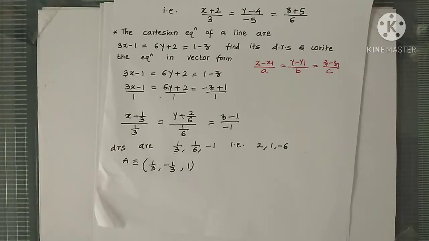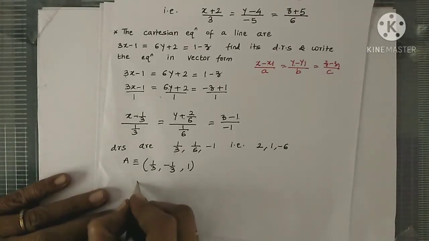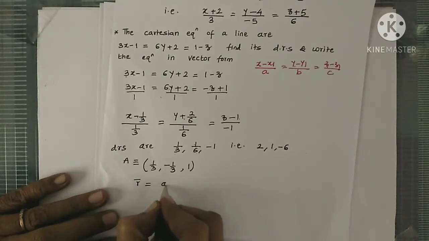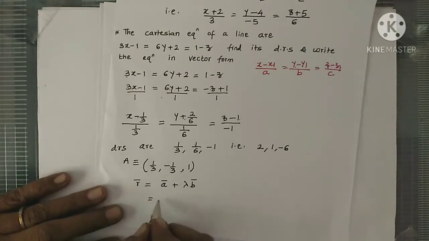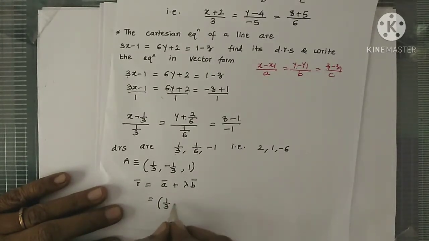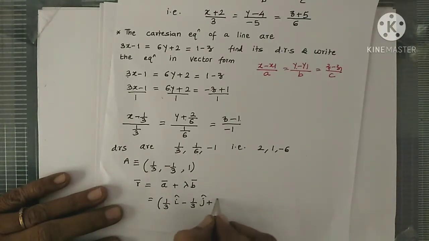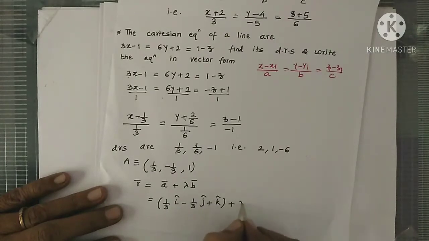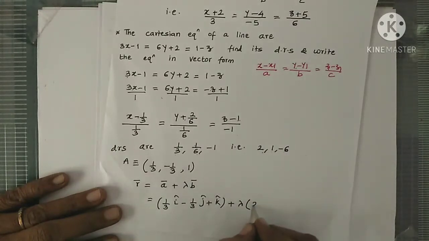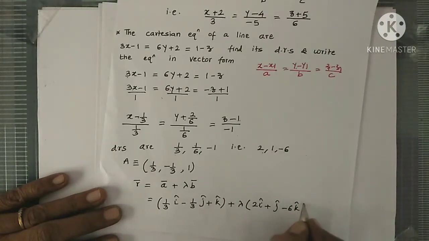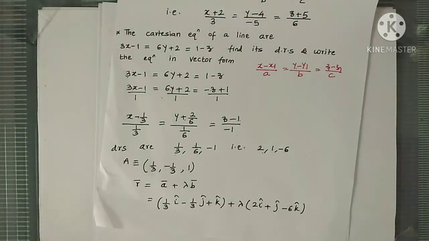Now let's write the equation in vector form. Equation of the line in vector form is r bar is equal to a bar plus lambda b bar. So we have to substitute a bar and b bar. a bar is 1 by 3 i cap minus 1 by 3 j cap plus k cap plus lambda b bar. b bar means it is direction ratios. So it is 2 i cap plus j cap minus 6 k cap. So this is the vector form of the given straight line. Okay.